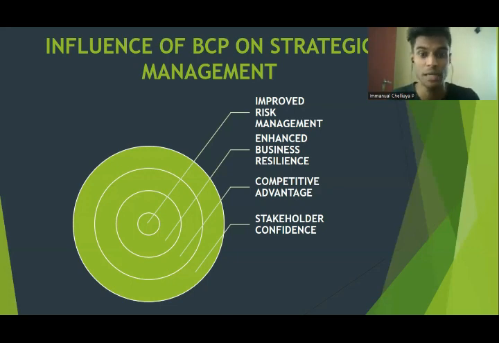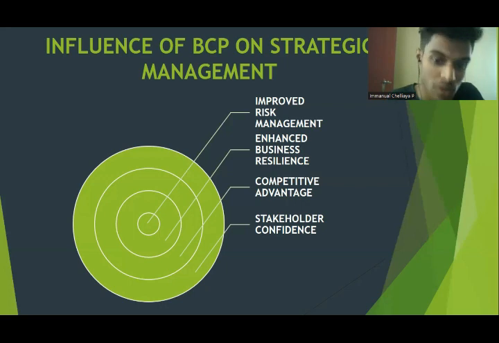Next is competitive advantage. Any company that is lacking in BCP wouldn't be able to cope with the market or with the risks aligned to it. So when there is a BCP in an organization, it helps to deliver consistent services during any kind of disruptions, and also it helps to attract risk-conscious customers and also investors.